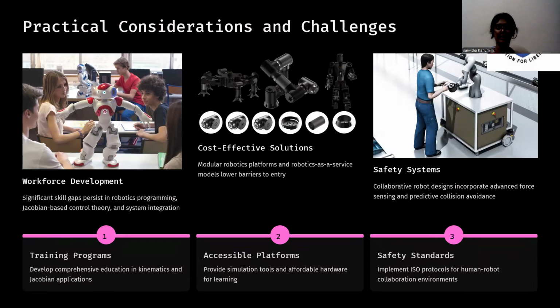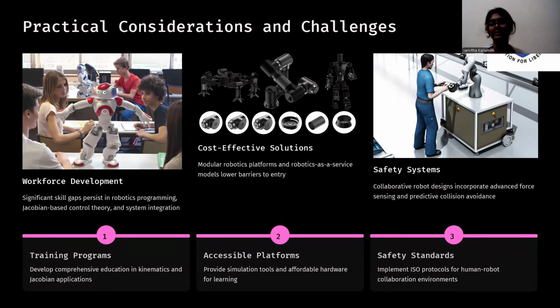And coming to practical considerations and challenges. Workforce development: significant skill gaps persist in robot programming, Jacobian-based control theory, and system integration. Cost-effective solutions: modular robotics platforms and robotics-as-a-service models lower barriers to entry.